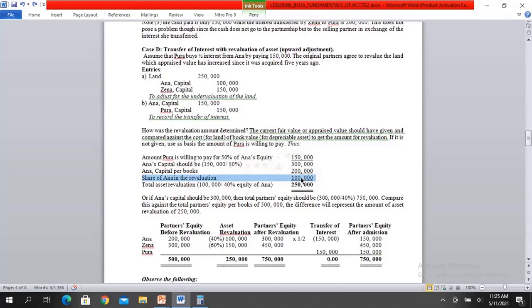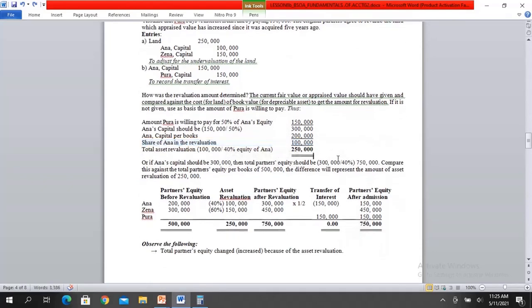Ayan. So, another way, if Ana's capital should be 300,000, then the total partner's equity should be 300,000 divided by 40%. Ayan, so saan nakuha yung 40%? Ito yung share ni Ana dun sa revaluation. Share ni Ana dun sa revaluation ng land. Times 750,000. Ayan, so saan nakuha tong 750,000?